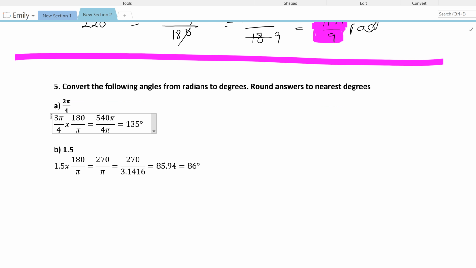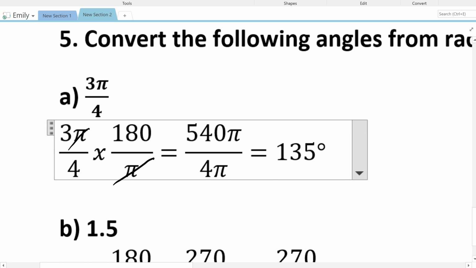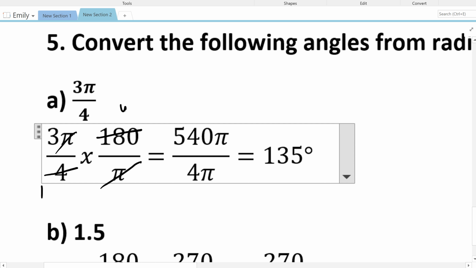Right, so we cancel pi by pi, and 180 and 4 have a common factor. You can divide them by 4. So 4 divided by 4 is 1, and 180 divided by 4 is going to be 45 degrees, right? And now at the bottom we don't have anything.